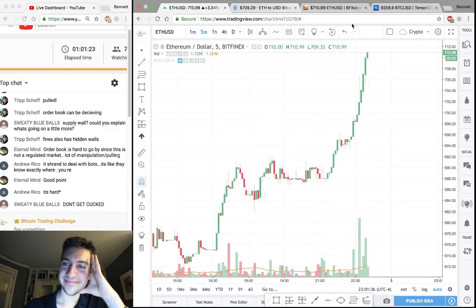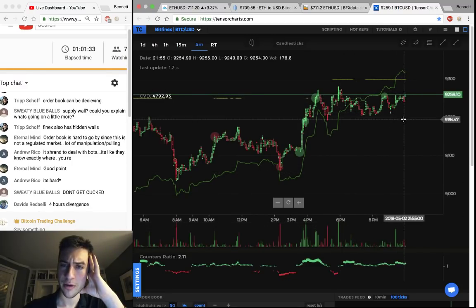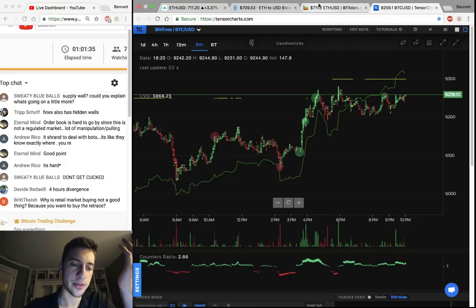All right. What's Bitcoin doing here? Okay, Bitcoin's still just doing nothing, as you can see here. Testing resistance, but really not doing too much. A lot of market buying though on Bitcoin. Much more interested in Ethereum anyway.